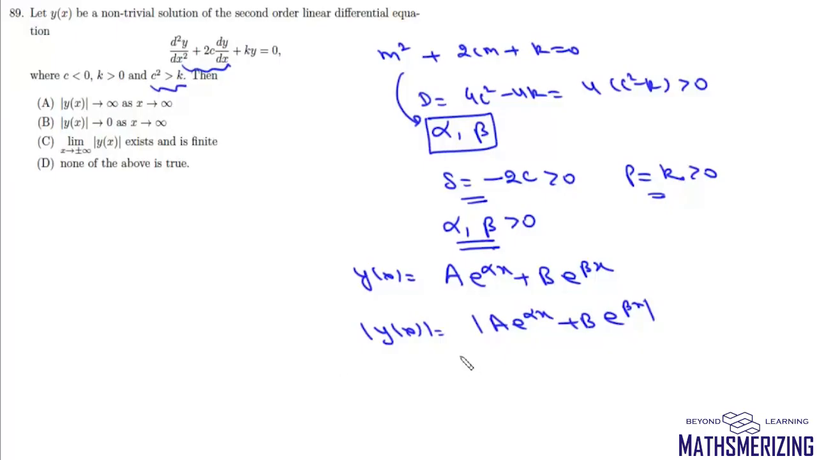Now if limit x tends to infinity, now we know that alpha x will be positive, so it will be e to the power infinity. So when x tends to infinity, e to the power infinity tends to plus infinity. So the answer to this question is mod y(x) tends to infinity as x tends to infinity, and that's your option number A. Now question number 90 is the differential equation of the system of circles touching the y-axis at origin.